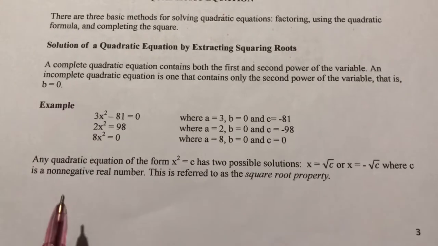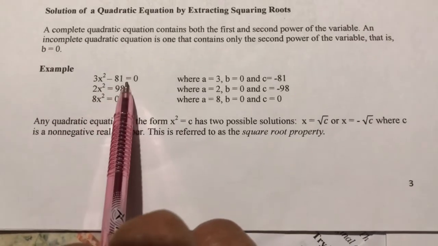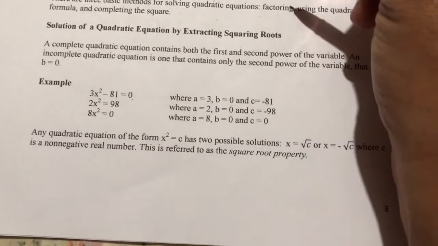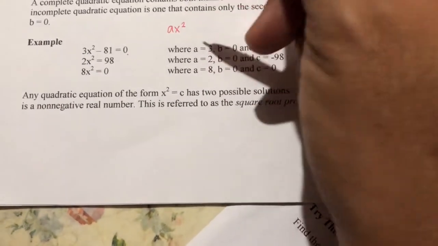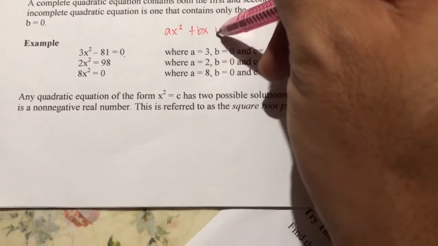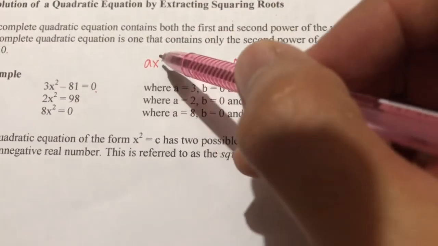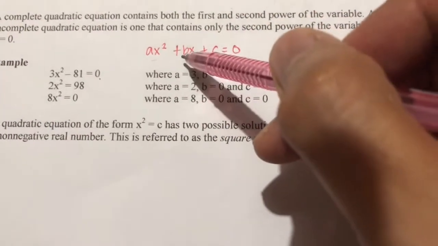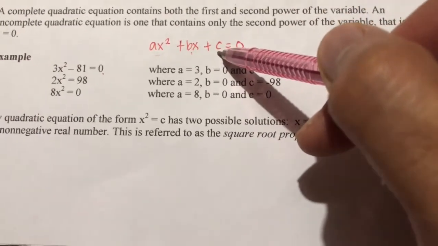So, example, we have 3x squared minus 81 is equal to 0, wherein ang quadratic equation kasi natin dito in standard form ay nasusulat sa ganitong gawi. Ax squared plus bx plus c equal to 0. Our leading coefficient is what we call the quadratic term. Bx is what we call the linear term.